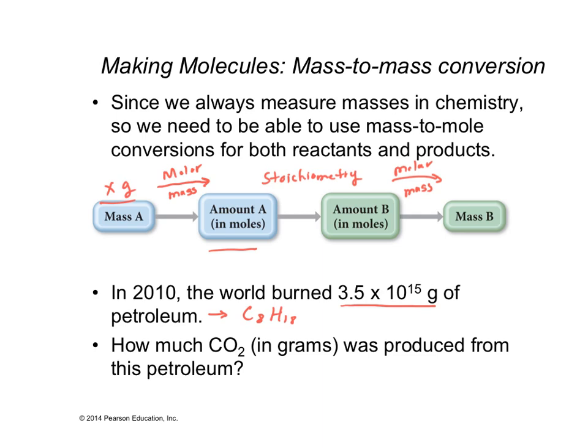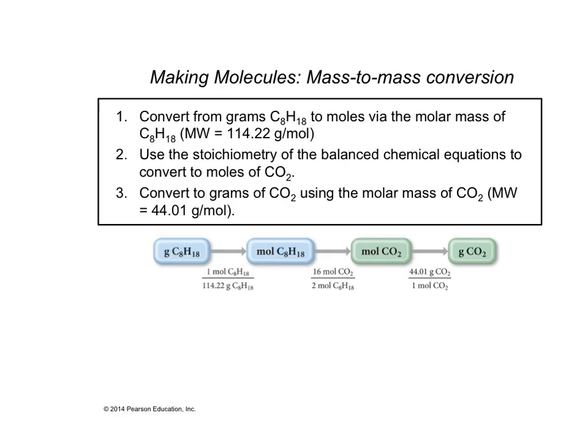Yes. We have mass of petroleum, or mass of octane, right? We know the relationship between how much octane is utilized and how much CO2 is produced in moles. And can we figure out what the molar mass of CO2 is? Yes, we just add up the atomic masses of carbon and 2 oxygens. So let's go through this problem to demonstrate how you would do this. We are starting with 3.5 times 10 to the 15th grams of C8H18. We want to figure out how much CO2 we have produced when we combust all of this octane.